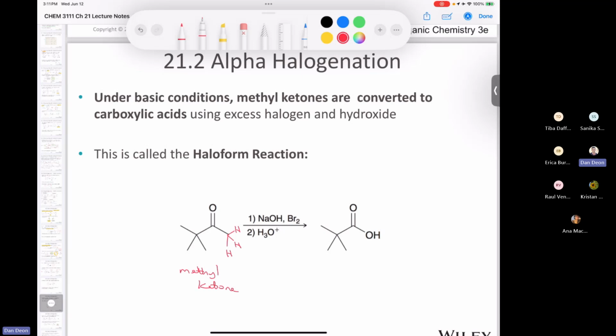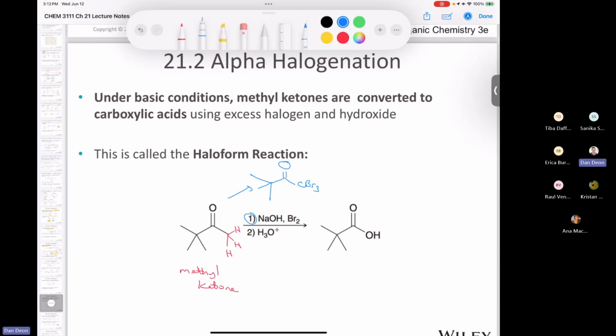So what's going to happen in the first step is it's going to deprotonate and do an alpha bromination. Then the next two protons are even more acidic. Then it's going to do it again. Then the last proton is even more acidic than the beginning. So it does it over and over until you end up with what? Let's draw it. You end up with your carbonyl, but now your carbon, instead of being CH3, is now CBr3.